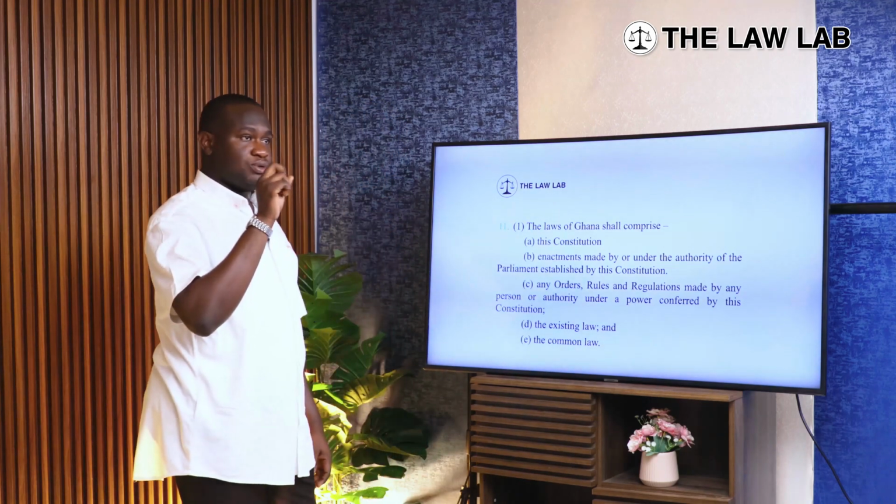Now let's get this clear. This Constitution can create a body here and give it power. Say the Electoral Commission, say Ghana Police Service, say Ghana National Fire Service, Ghana Armed Forces, amongst others. These are constitutional bodies who can make laws on their own, and they are here.